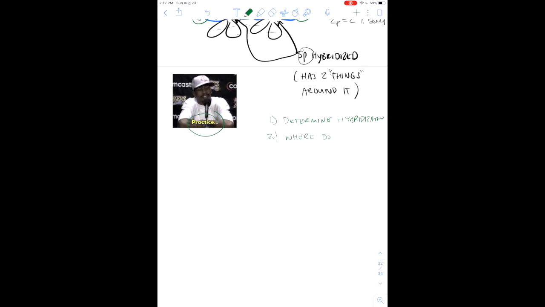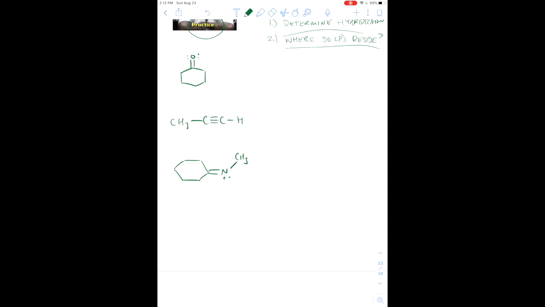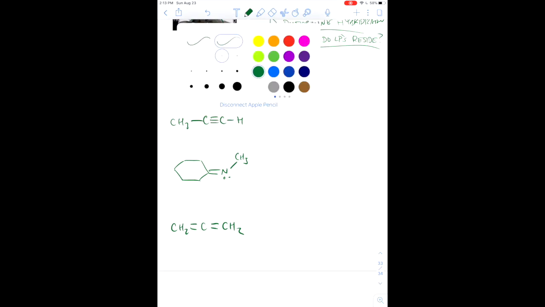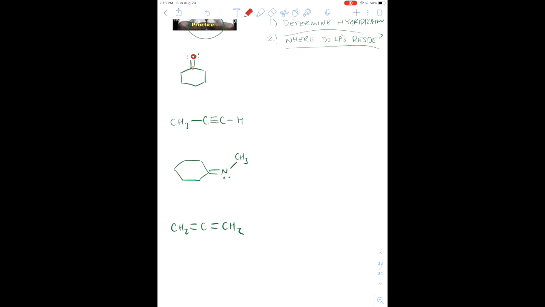So 1, let's determine the hybridization of something, and then 2, where do the lone pairs, LPs, reside? Okay, so let's draw out this structure. All right, let's draw it out really fast, actually. All the structures, and then I'll highlight the atoms that we want to determine the hybridization of, and then we can do the lone pairs after. Okay, so what I would encourage you to do anytime we do practice problems is pause the video, try them on your own, and see if you get the same thing I do.